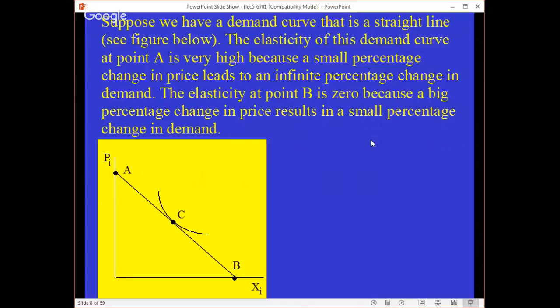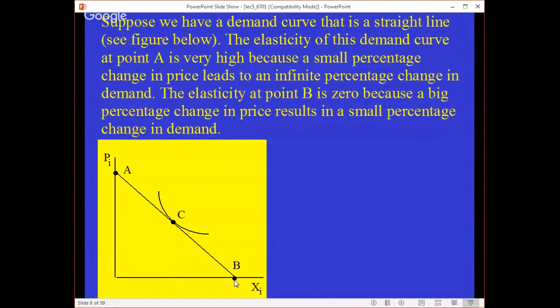Okay. So suppose I have a demand curve, a linear demand curve. That means it's a straight line. The elasticity of the demand curve up at the origin, up at the intercept here at point A, is going to be small. In other words, very inelastic, and we'll talk about those terms in a second. Whereas down here at B, the number is going to be very large.